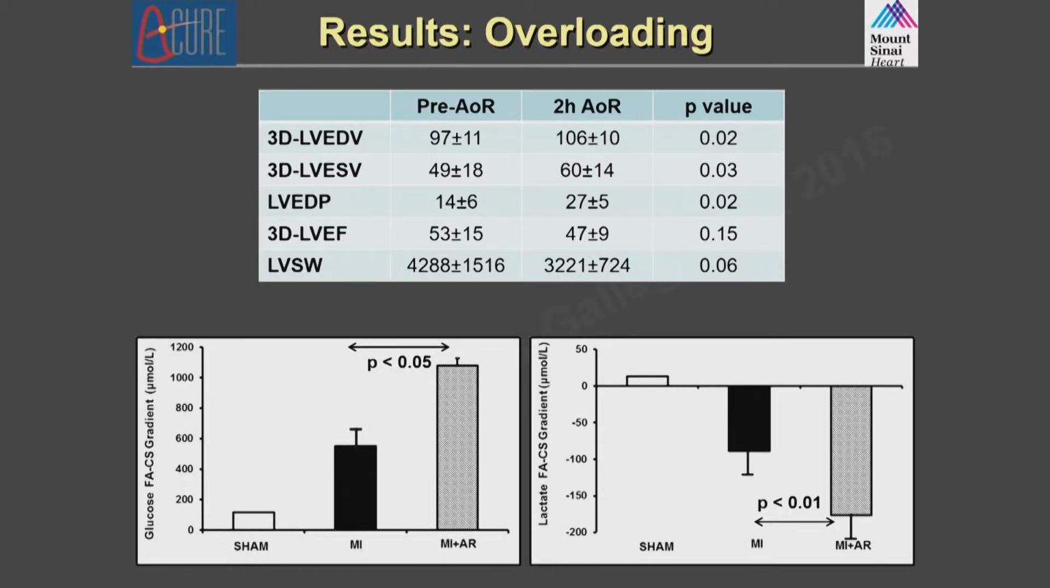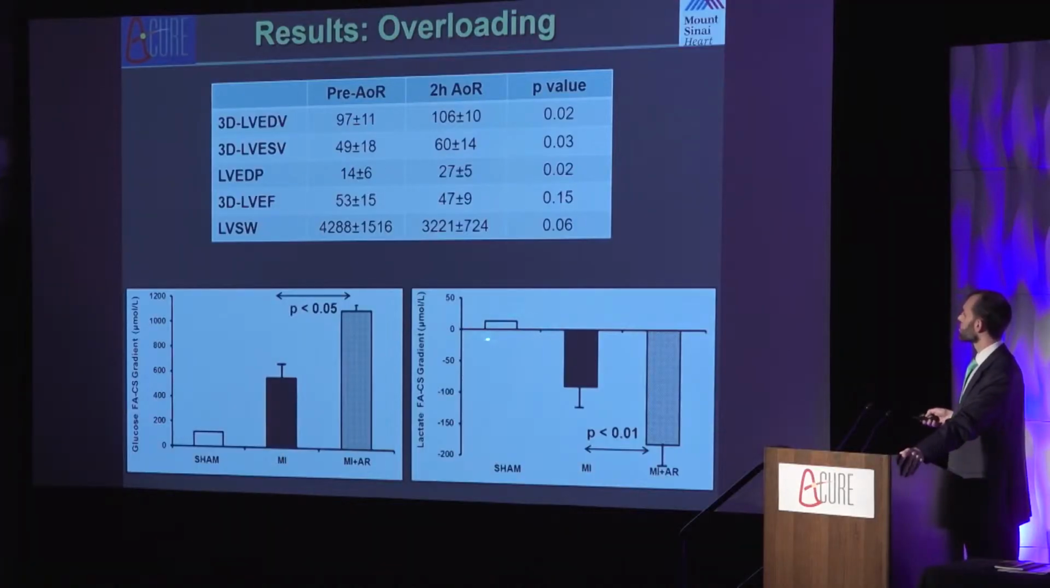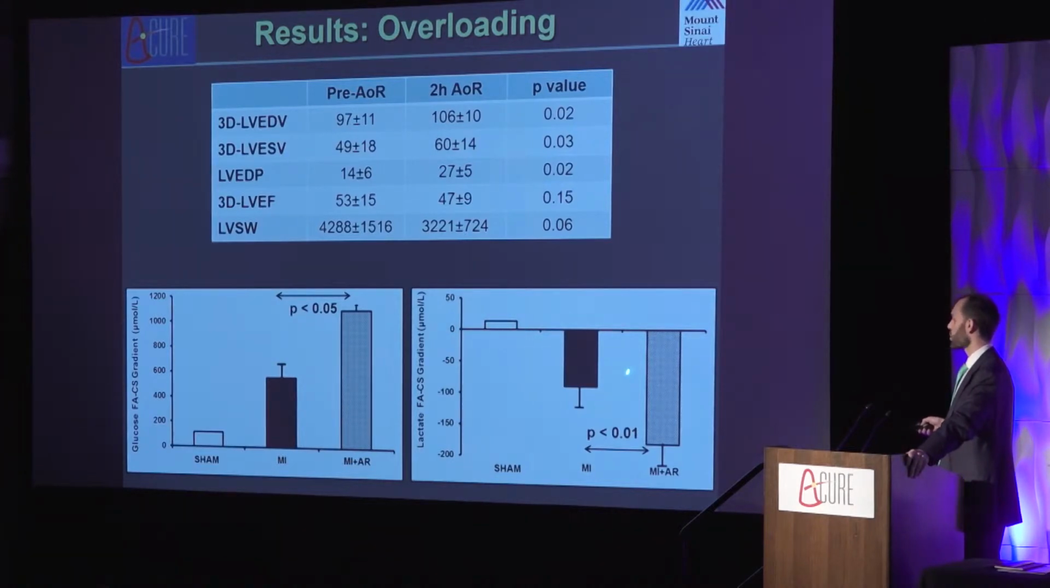And this increase in glucose uptake is also paralleled by an enhancement of the anaerobic glycolytic pathways. As we can see here, there's no lactate production in the healthy myocardium. There is lactate production, meaning anaerobic metabolism, in the failing myocardium. But again, this is more than double.